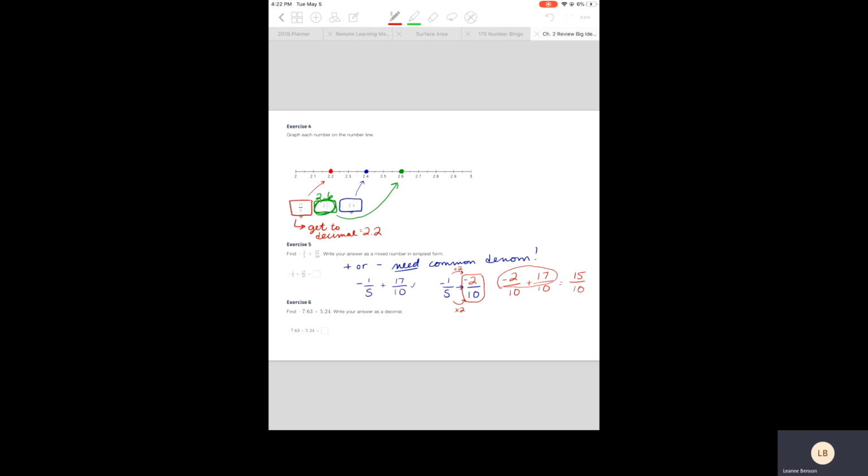Because I'm starting in the negative, right? This is 0 on a number line. I'm 2 over here, and I'm going plus 17, so I'm adding to the right.